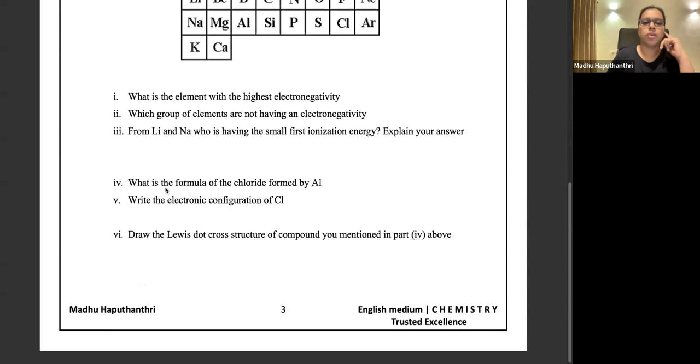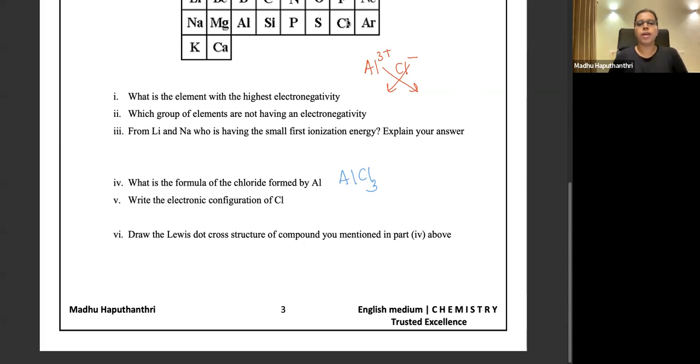Right. Then Roman number 4. What is the formula of the chloride formed by aluminium? What is the formula? Aluminium and chlorine. Right. That is AlCl3. How do you get that? Chloride is Cl minus. Aluminium is 3 plus. So you change the numbers. 1 we usually don't write. 3, AlCl3.